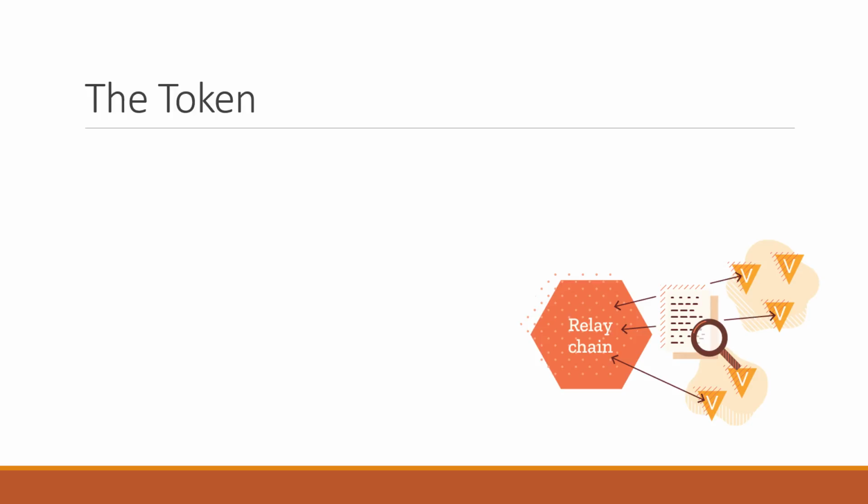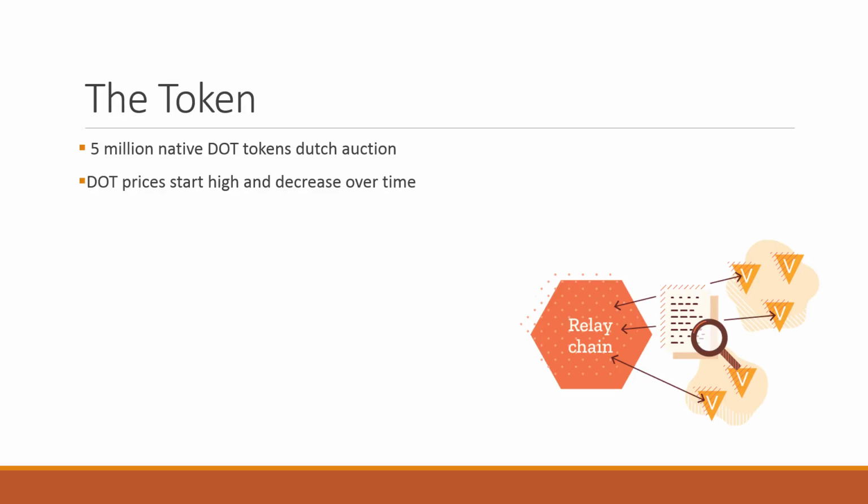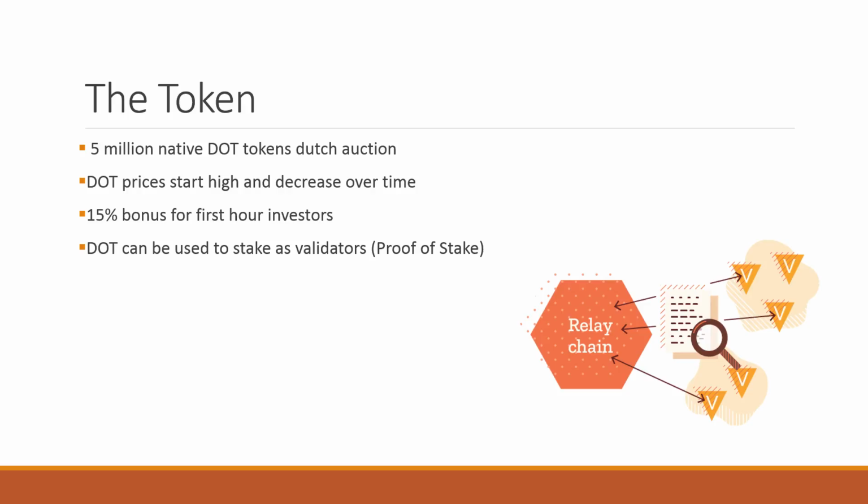What about the Polkadot token? There are 5 million native DOT tokens in the current Dutch auction that is running. The prices start off really high and decrease over time. And there's a 15% bonus for first hour investors, which is a bit too late as of when this video is uploaded. These DOT tokens can be used for staking. So you can stake it as a validator to help verify transactions in the relay chain. It's essentially a proof of stake.